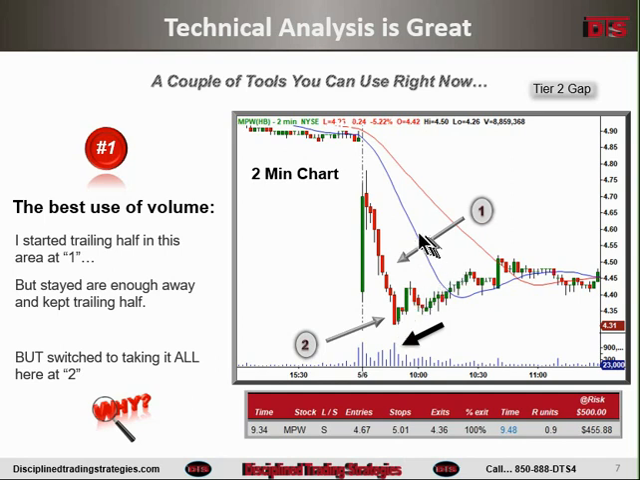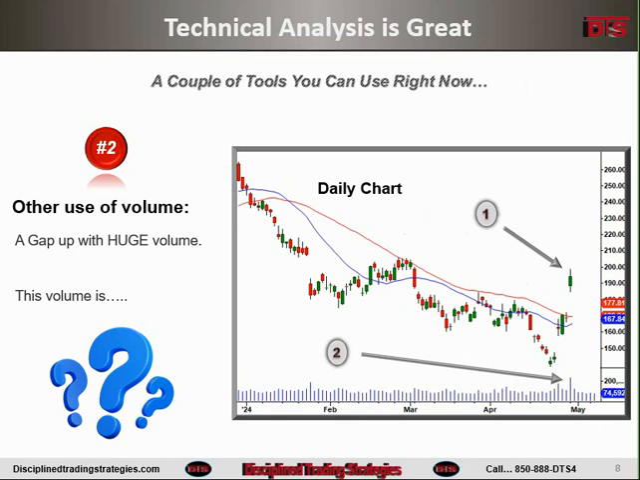I don't care if you have an 8 exponential, a 20 simple, a 200 arithmetic. None of it matters. None of that matters at all. No offense, but the sooner you get away from that, the quicker you'll develop, because you're just seeing mirages. But anyways, let me go on to this one real quick. I have the chart covered up so you don't know what it is. I'll show you in a minute.